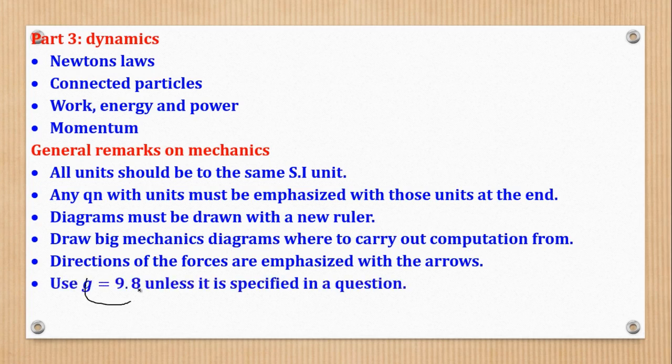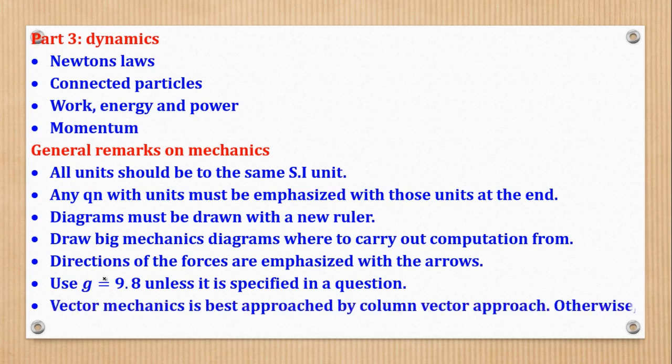Then g must be equal to 9.8 unless specified. Most students who do physics write g as 9.81 and they lose marks because of that. Then vector mechanics is best approached by the column vector approach. Otherwise, vector symbols must be shown. The only way to bypass the vector symbols i, j, k is to write a column vector.